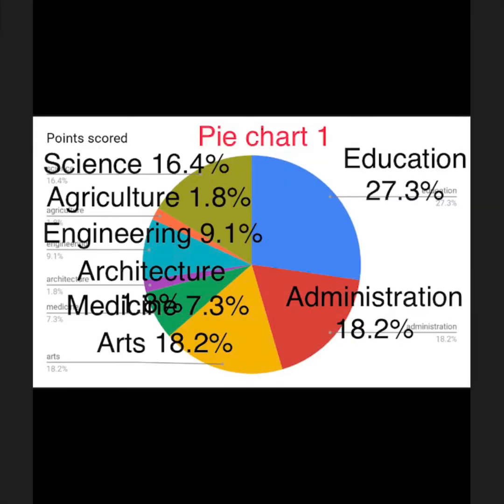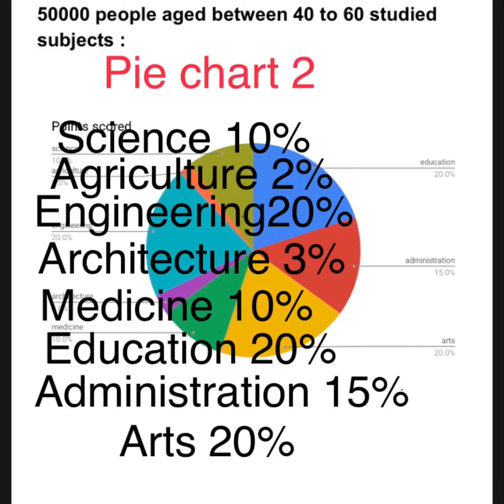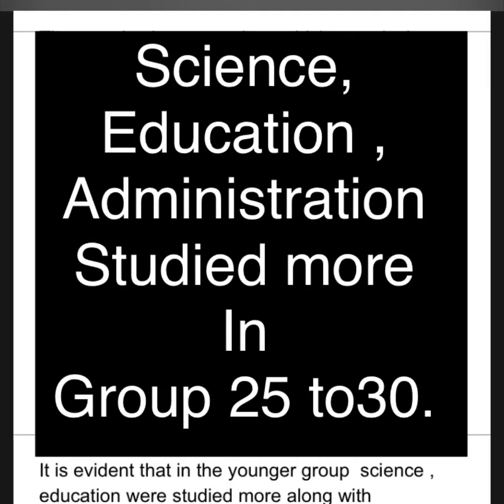Again, looking at pie chart 1 and pie chart 2, we come to know that the subjects science, education and administration are more popular in the younger group. In the first pie chart, science is 16.4%, education 27.3% and administration 18.2%, whereas in pie chart 2, science is 10%, education 20% and administration 15%. So what we derive from the two pie charts is that science, education and administration are studied more in the younger group, that is the group of 25 to 30.